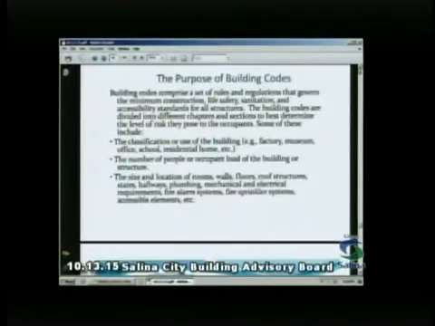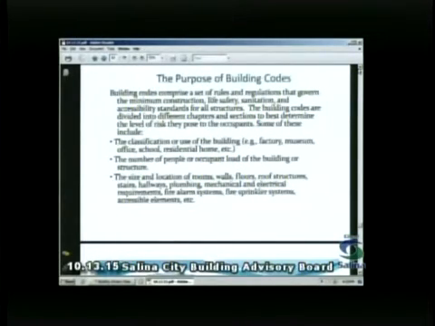Our building codes comprise a set of rules and regulations that govern the minimum construction for life safety, sanitation, and accessibility standards for all structures, regardless of what the structure may be. Building codes are divided into different chapters and sections. They include classification or use of the building. Is it a factory? Is it a museum, office, school? That must be identified. Number of people, occupant load of the building or structure. How many people are going to occupy this structure for its specific use? The codes give us that information.